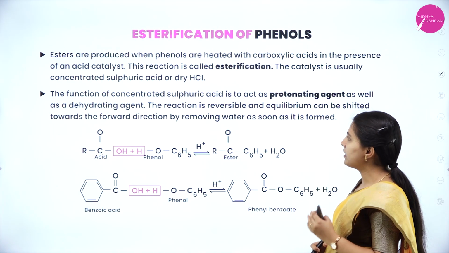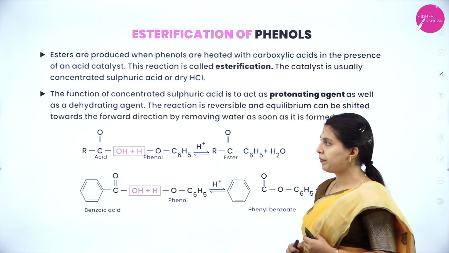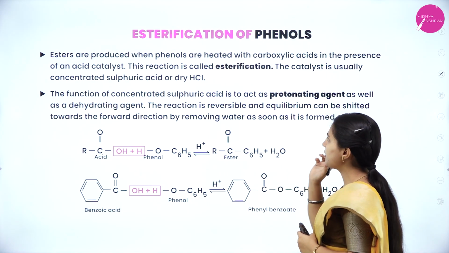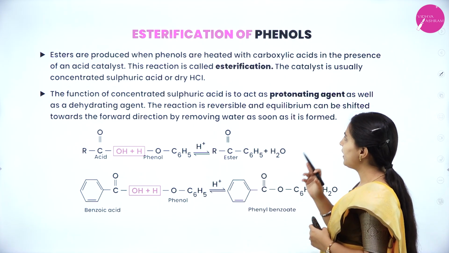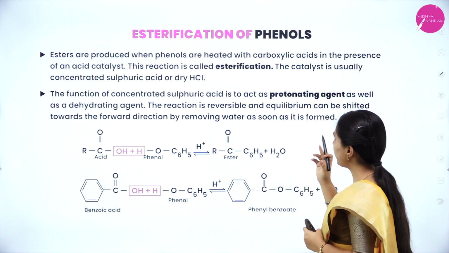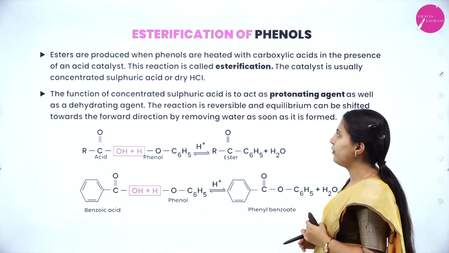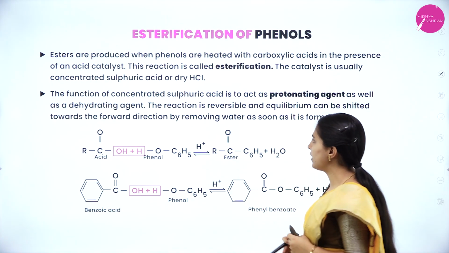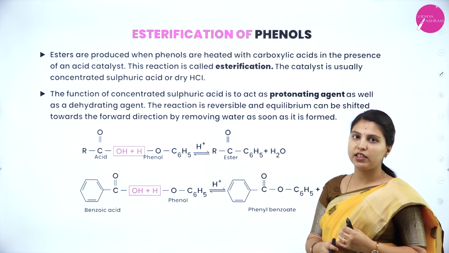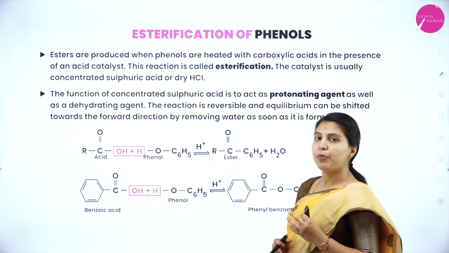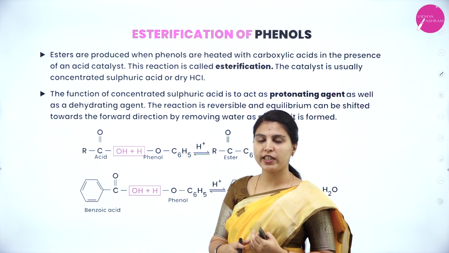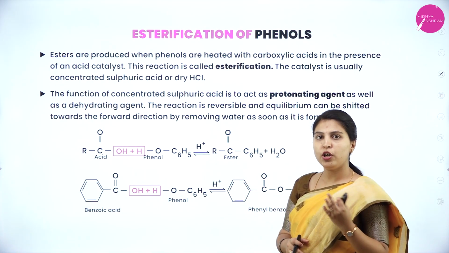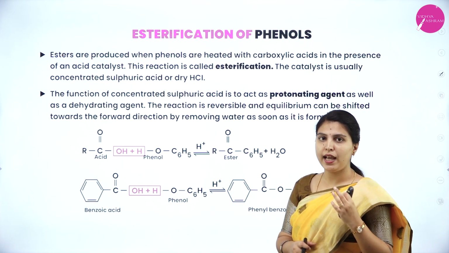Next, esterification of phenols. Esters are produced when phenols are heated with carboxylic acids in the presence of an acid catalyst. This reaction is called esterification. The catalyst is usually concentrated sulfuric acid or dry HCl. The function of concentrated sulfuric acid is to act as a protonating agent or dehydrating agent. Protonating agent means donation of a proton can be expected from the acid, and dehydrating agent means the removal of a water molecule can be expected from the action of the acid.